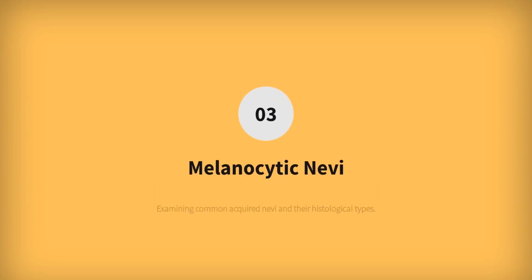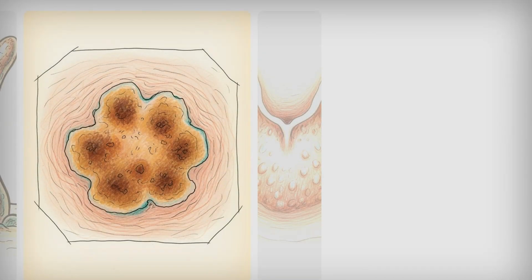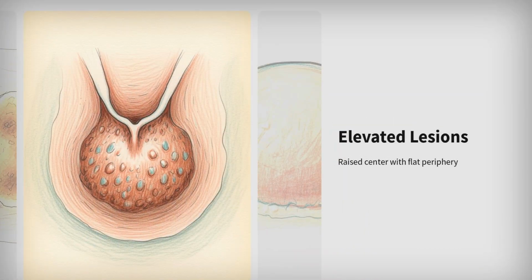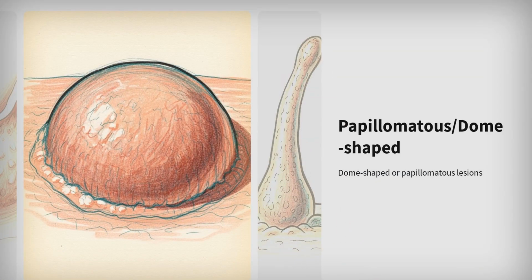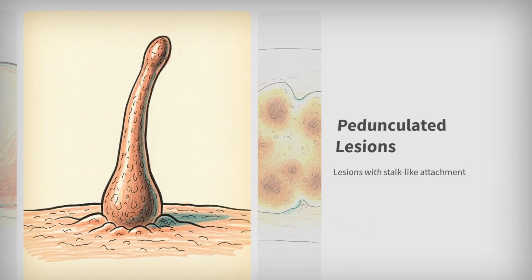Now, let's examine melanocytic nevi, the most common benign pigmented lesions. How do their clinical presentations and histological types reveal the nature of these nevi? Melanocytic nevi present in various forms, from flat macules to dome-shaped and pedunculated lesions. Flat lesions appear as localized pigmented macules. Elevated lesions have a raised center with a flat periphery. Some nevi are dome-shaped or papillomatous. Pedunculated lesions have a stalk-like attachment.